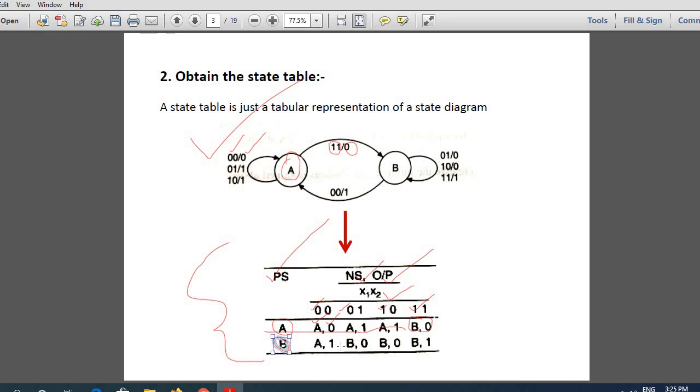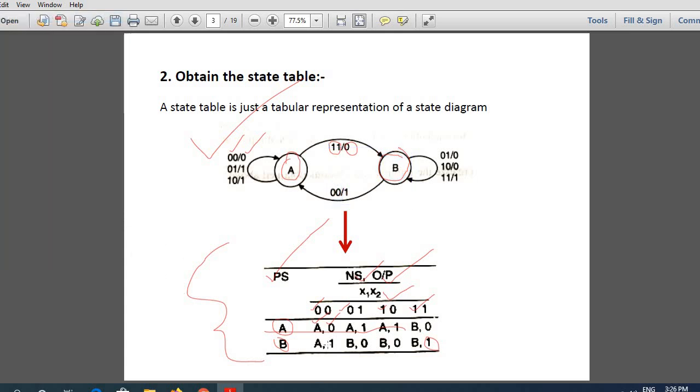Similarly, you can do this for the second row. When your state is B, for the input combinations 0 1, 1 0 and 1 1, it will remain in state B. Look here, these three. For the first two, output is 0, and for this one, output is 1. Now, when does it go to state A? When you're providing 0 0. When you're currently in state B and you give an input of 0 0, it goes to state A and outputs a 1.